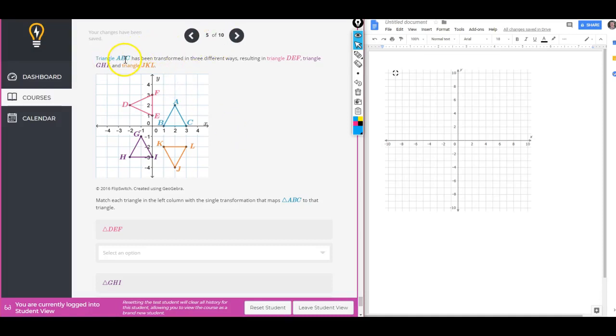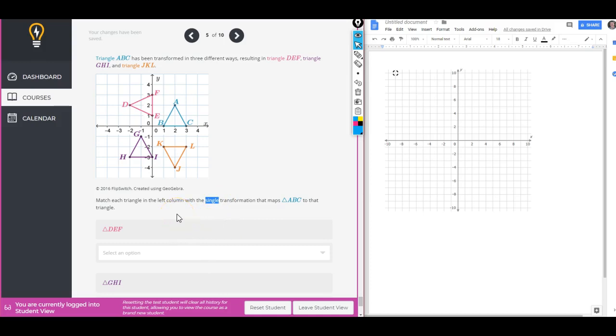Question 5. Triangle ABC has been transformed in 3 different ways, resulting in triangle DEF, triangle GHI, and triangle JKL. Match each triangle in the left column with the single transformation that maps triangle ABC to that triangle. So we're wanting to know what transformation. It's a single transformation, so there's only one thing that's going to happen.